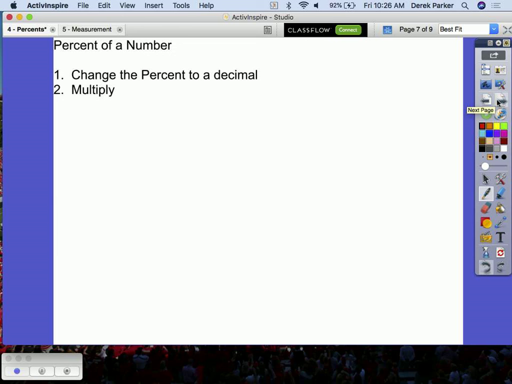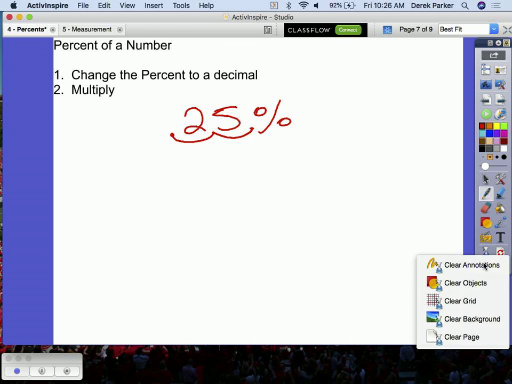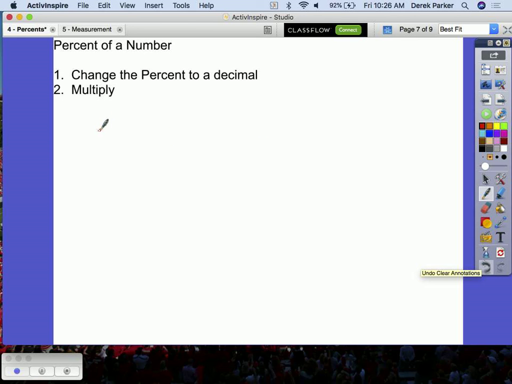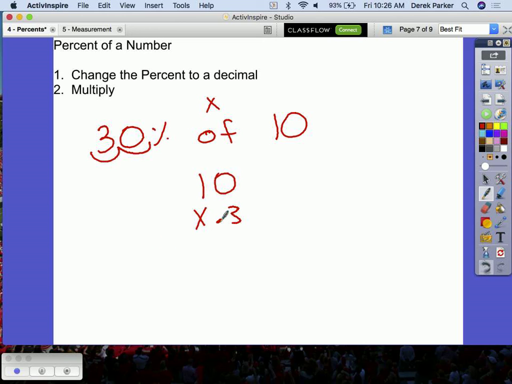Percent of a number. First step, change the percent to a decimal. For example, if I had 25%, I would convert that to a decimal by moving the decimal place 2 places to the left, and then I would multiply. So, if I wanted to find 30% of 10, of means multiply. But my first step will be to convert this to a decimal and multiply. 10 times the decimal 0.3, and my answer is 3.